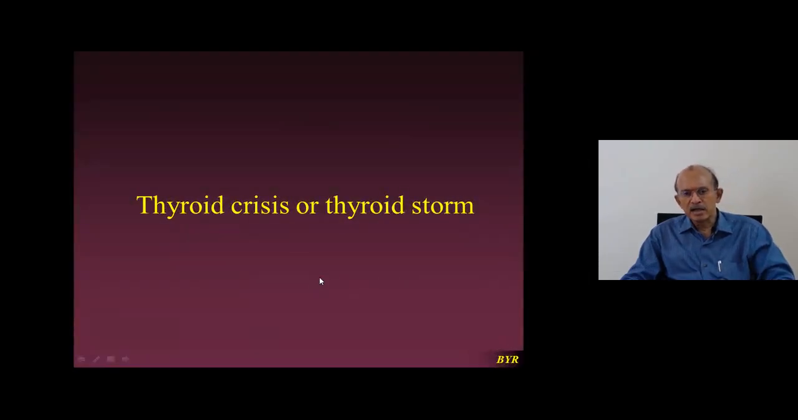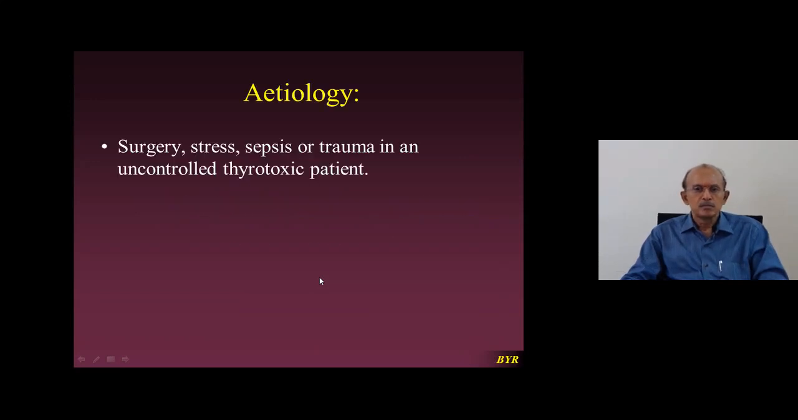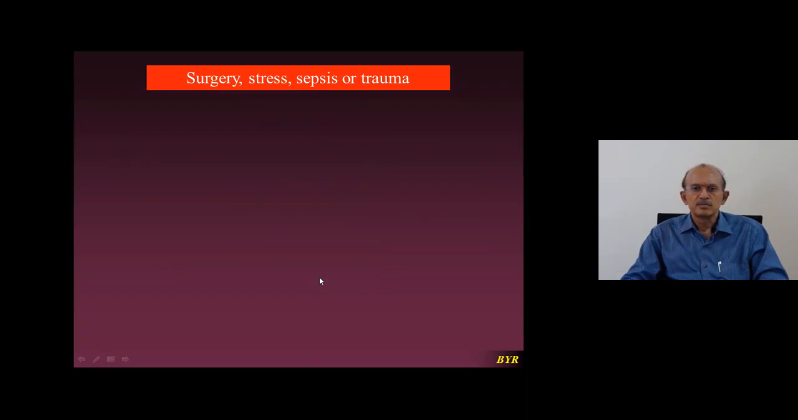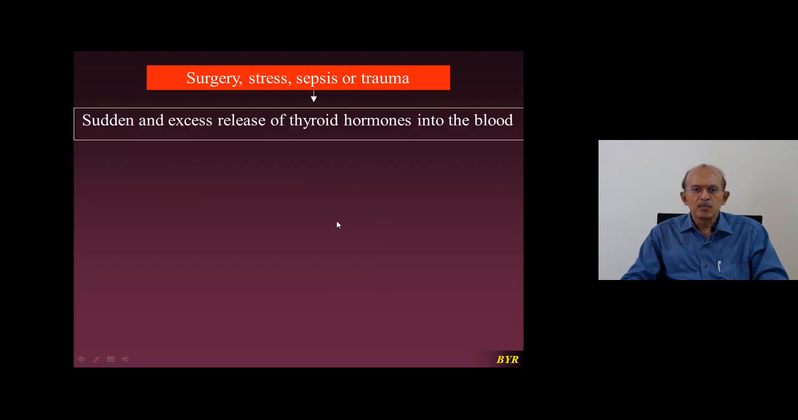Thyroid crisis or thyroid storm. Surgery, stress, sepsis, or trauma in an uncontrolled thyrotoxicosis patient will lead to this thyroid storm. Pathogenesis. Whenever these etiological factors are there, they precipitate this particular problem. What will happen? There will be sudden and excess release of thyroid hormones into the blood. Suddenly, large quantities of thyroid hormones will be released from the thyroid gland.